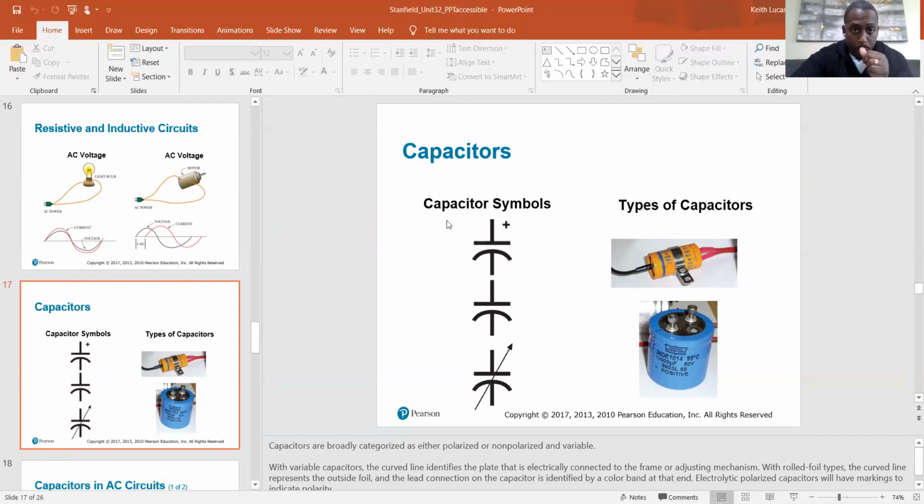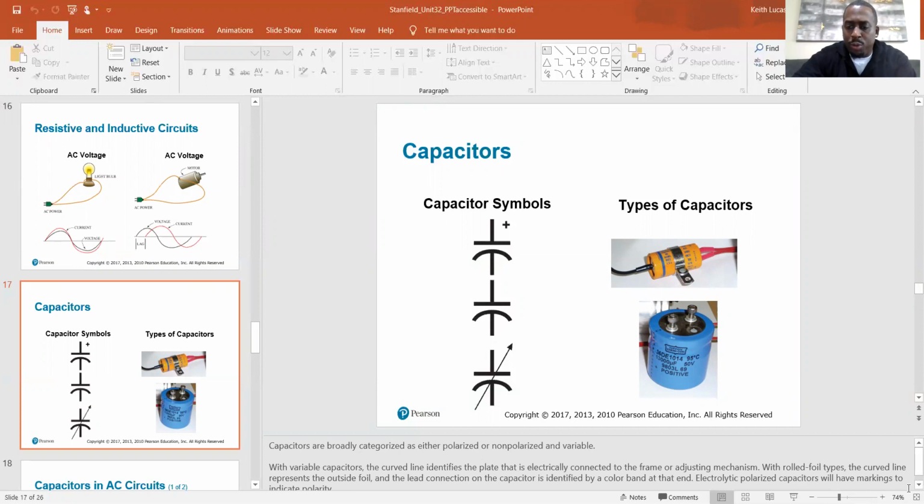And this symbol here is your capacitor symbol. You're going to see that on your meters. This is the function that you want to put your meter on when you're checking your capacitor. So capacitors are broadly categorized as either polarized or non-polarized and variable. With variable capacitors, the curved line identifies the plate that is electrically connected to the frame or adjusting mechanism. With rolled foil types, the curved line represents the outside foil, and the load connection on the capacitor is identified by the color band at the end.